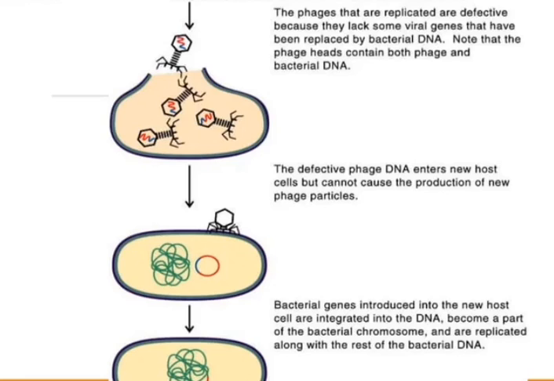The defective phage DNA enters the new host cell but cannot cause the production of new phage particles. Bacterial genes introduced into the new host cell or integrated into the DNA become a part of the bacterial chromosome and are replicated along with the rest of the bacterial DNA.